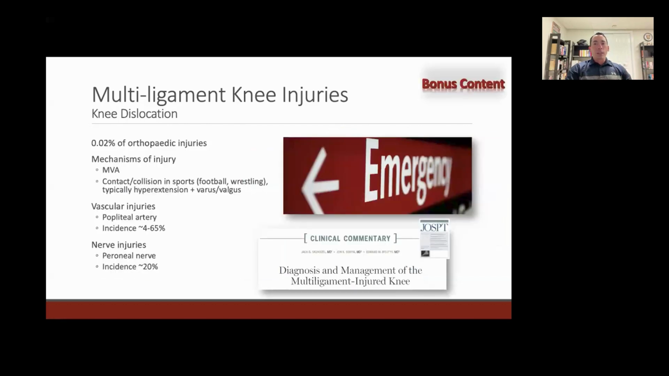Thankfully, these knee injuries don't happen frequently. Knee dislocation is the worst case form of a multi-ligament knee injury, and it requires careful evaluation to avoid serious and potentially limb-threatening complications. The most serious complications are injuries to the popliteal artery and the common peroneal nerve.